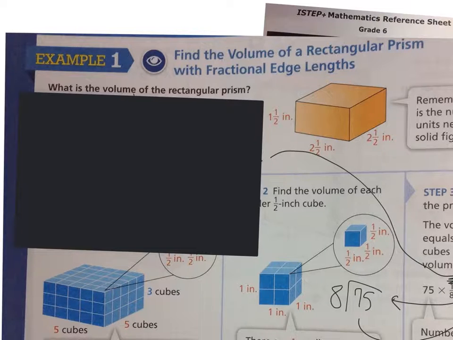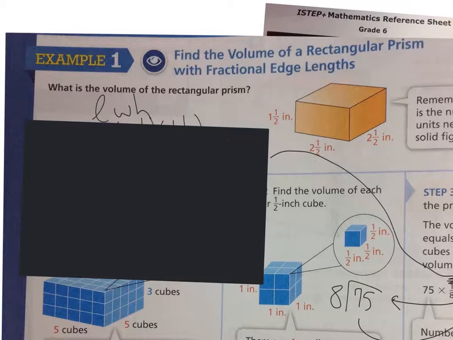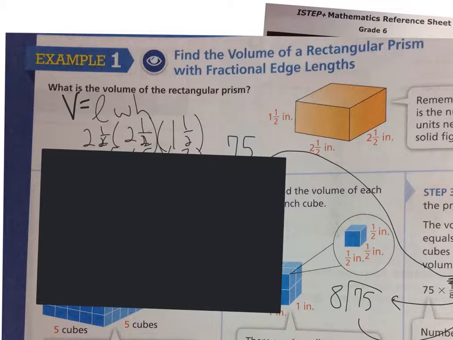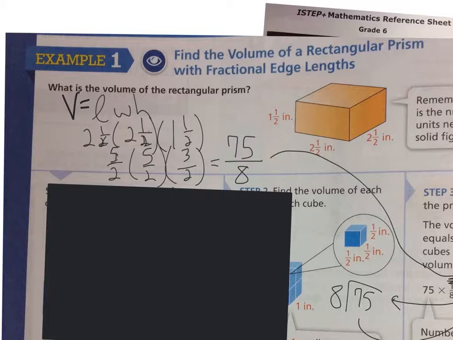So for this problem, if we start with our formula, we're going to do length times width times height. Our length is 2.5, our width is 2.5, our height is 1.5. So we could change those to improper fractions. 2.5 is the same as 5 halves. 1.5 is the same as 3 halves. And then if you multiply straight across, 5 times 5 is 25. 25 times 3 is 75. 2 times 2 is 4. 4 times 2 is 8. So we have 75 eighths.